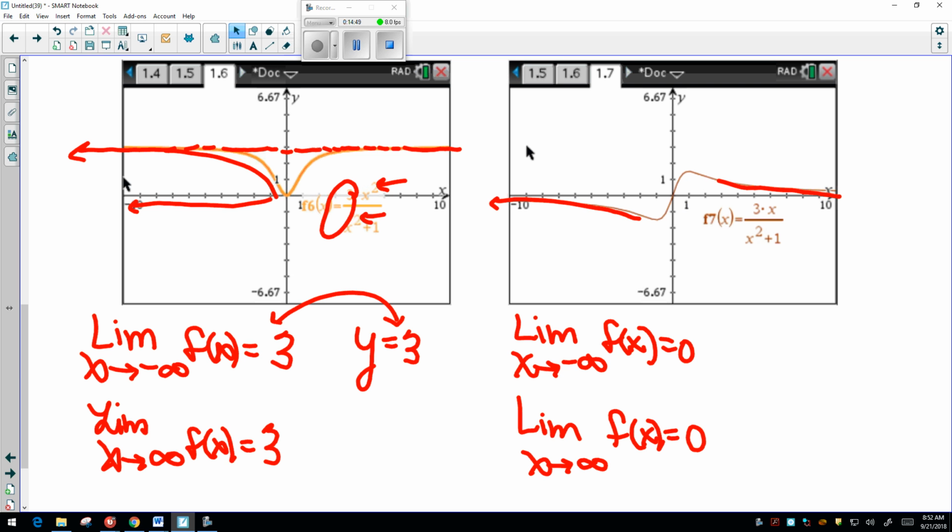And again, if we go back to the horizontal asymptote concept, we know our numerator, the exponent, is less than the denominator's exponent. And when that happens, we are going to notice a horizontal asymptote of y equals 0. And again, end behavior should be checking out with your horizontal asymptotes.